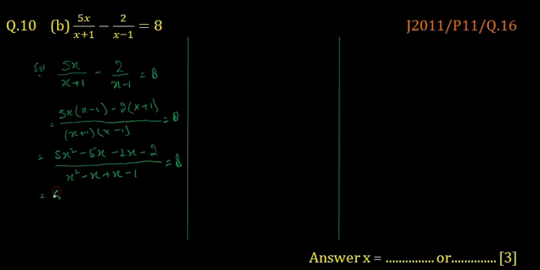Now simplify it, so it is 5x square minus 5x and minus 2x become minus 7x, minus 2 remains there, and the minus x and plus x are cancelled, so it becomes x square minus 1 is equal to 8. Further it can be written as 5x square minus 7x minus 2 is equal to 8 multiplied by x square minus 1. Both terms are multiplying with the 8, so we write a bracket here.